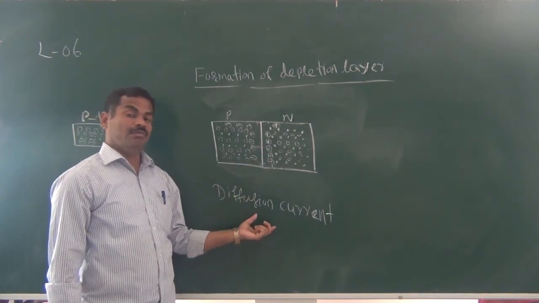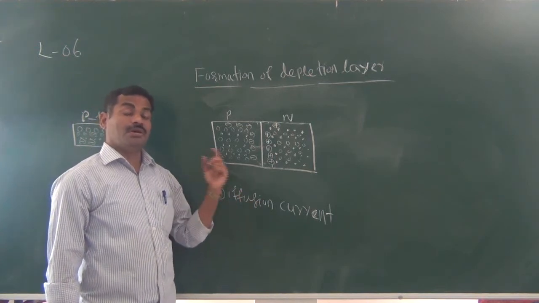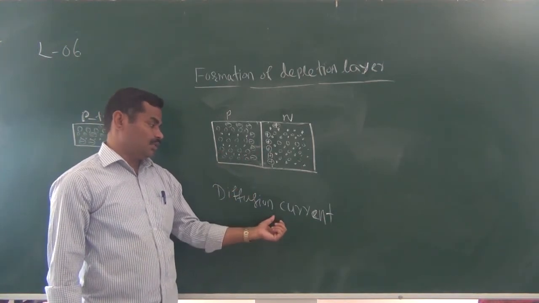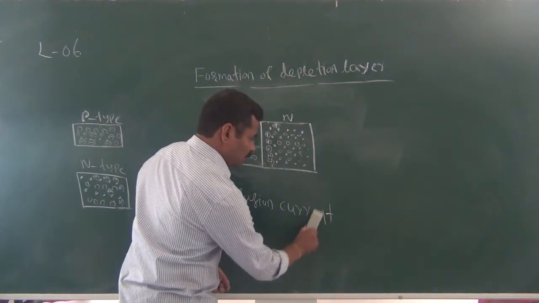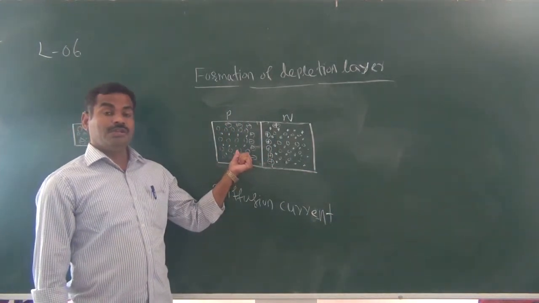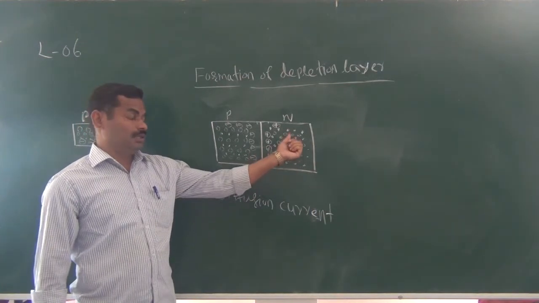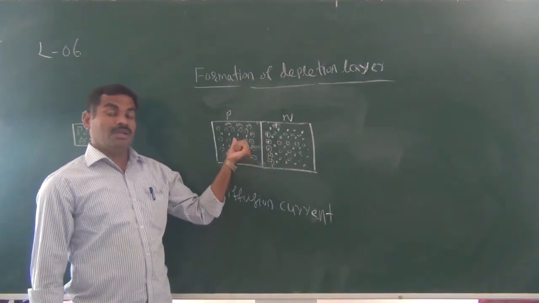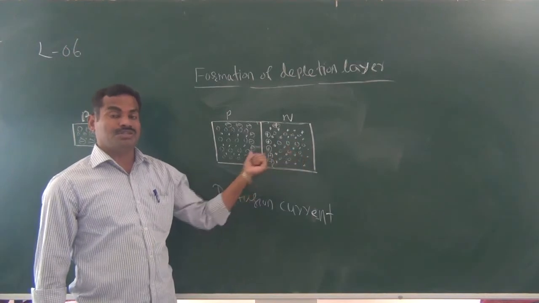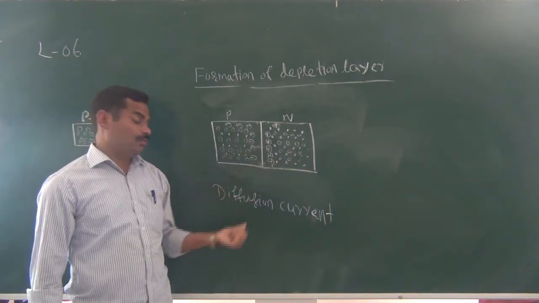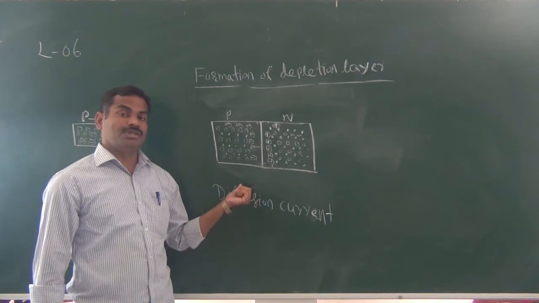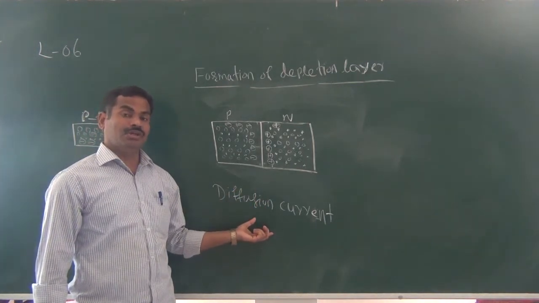It means the current because of the moving of the holes and electrons, because of the concentration gradient, is the diffusion current. In standard words, the holes are diffusing from P side to N side, and electrons are diffusing from N side to P side. This diffusion of electrons and holes combined is the diffusion current.